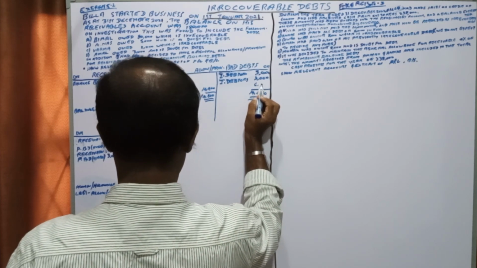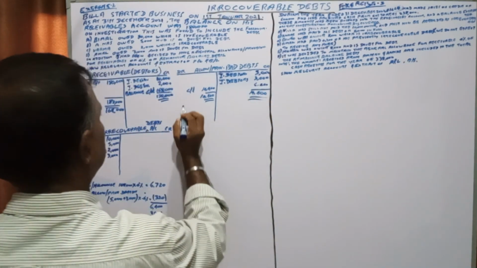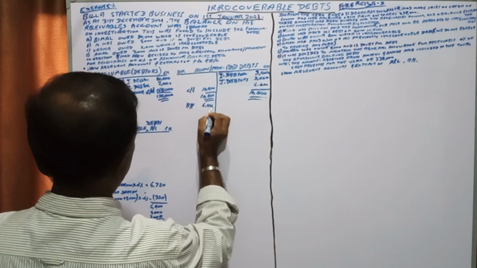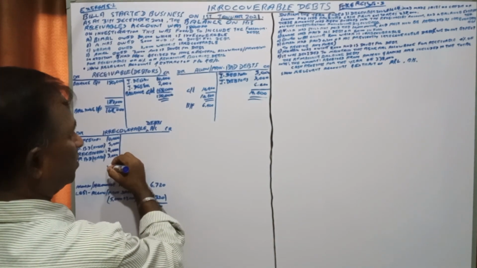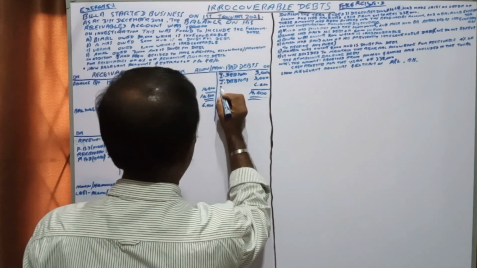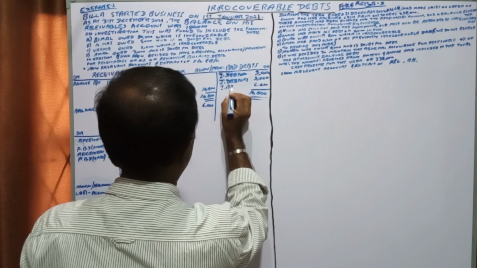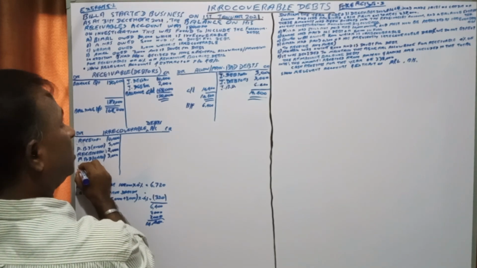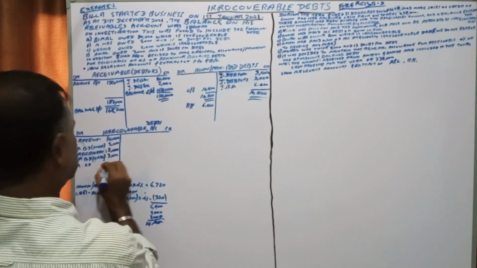6,000, sorry, 400. Brought forward is 6,400. Okay. Here we will see, we have to say recoverable bad debts, irrecoverable bad debts. Okay, bad debts. Here we will say allowance or provision for bad debts, 6,400.